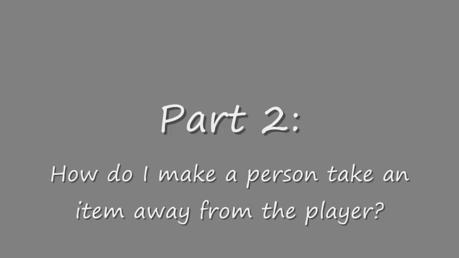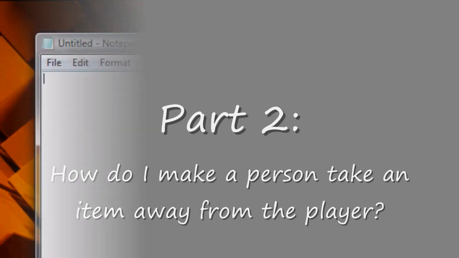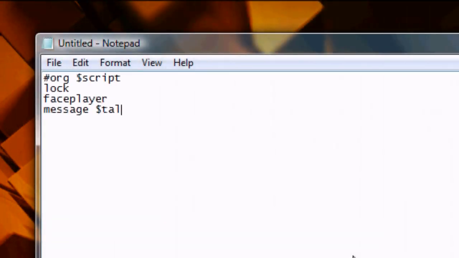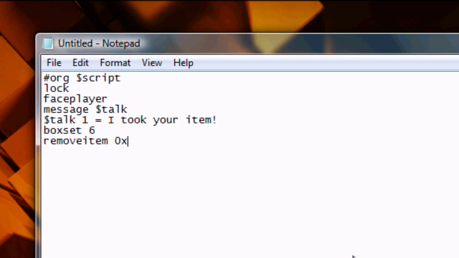Part 2. How do I make a person take an item away from the player? We're going to keep the script the same way, lead it up to a message, and for that message, let's make them say "I took your item," boxset 6. And now we use the command removeitem 0x00 0x00. As you see, there's still two values to be defined after removeitem. The first one is what item we want to take away from the player, and the second value is the quantity, just like giveitem.